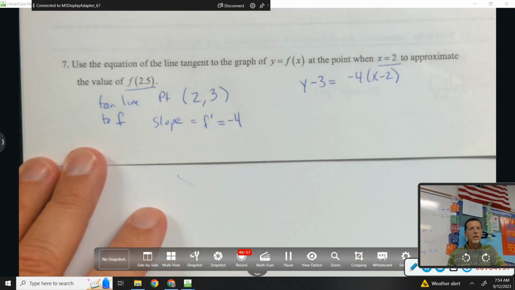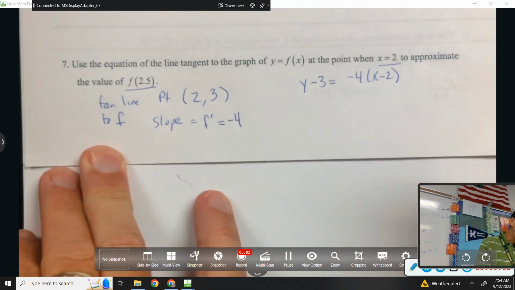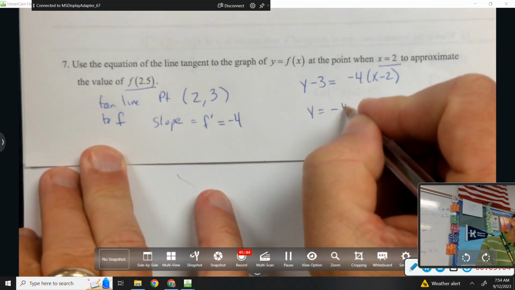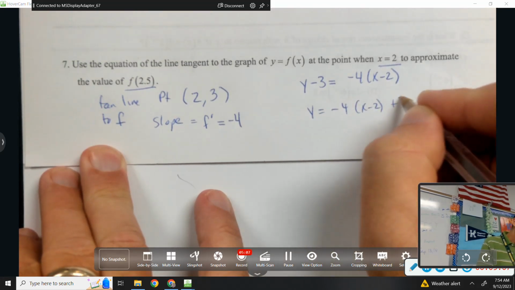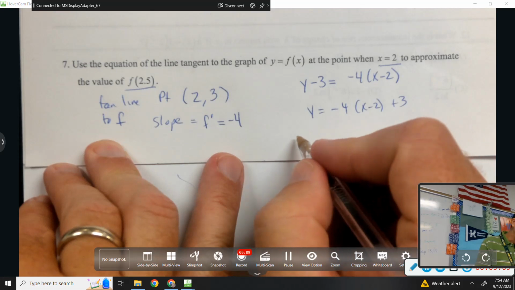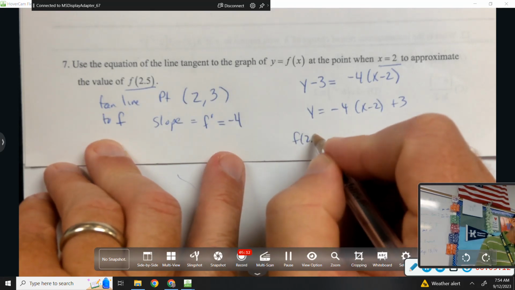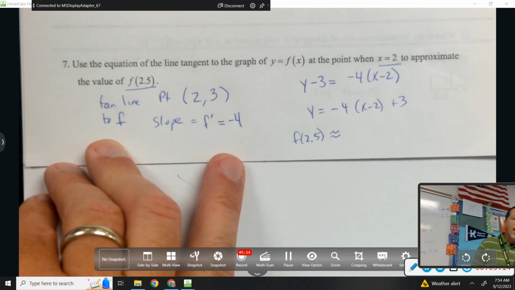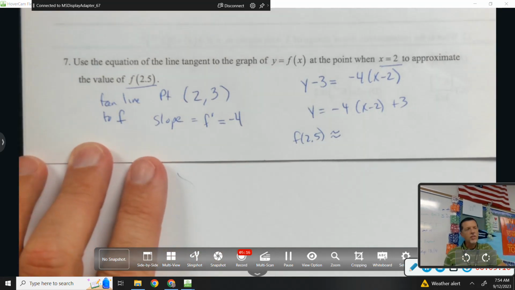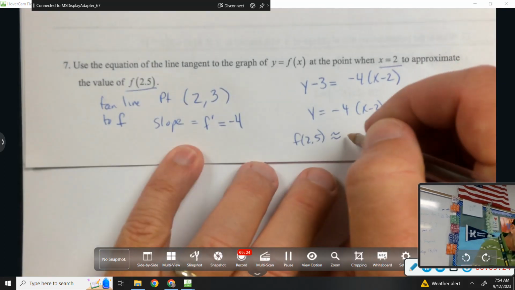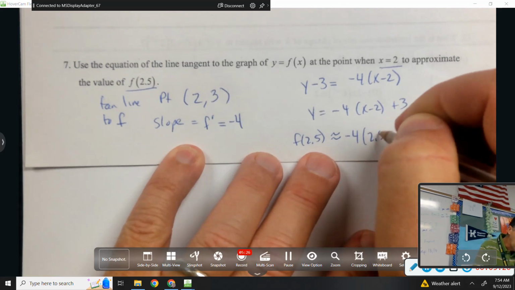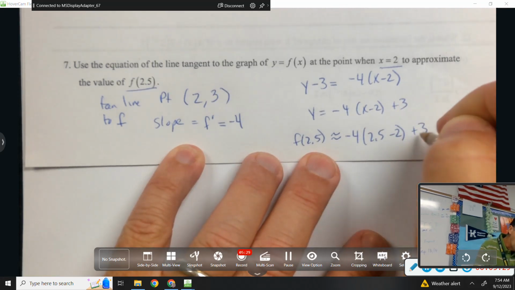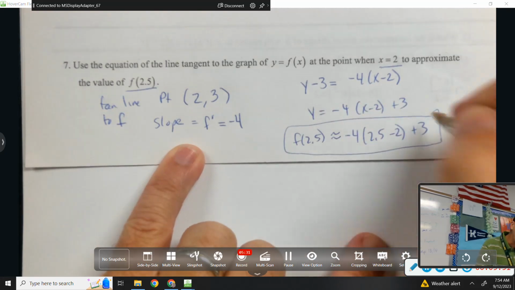But I want to use that to estimate f of 2.5. So I'm going to move the 3 over and then plug in 2.5. So f of 2.5 estimated approximately. So this isn't the function at 2.5, it's the tangent line at 2.5, which should be close to the function. And I'm going to stop this by plugging in 2.5 and calling it a day.